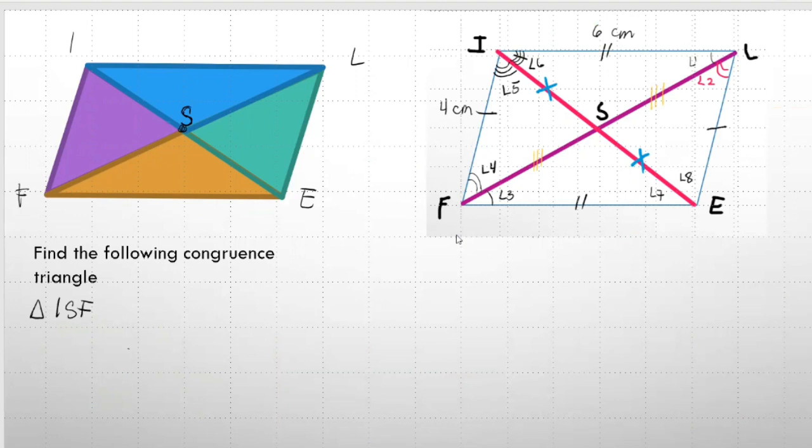kailangan makita natin yung congruence triangle niya. Okay? Since the congruence triangle niya is on the other side, which is etong green, now let's see if they are congruent. So flip natin si triangle. Then, kapag nilagay natin dito, they have the same measurement or same shape. So, rotate pa natin para makita natin that they are same shape. Okay? So, it means they are congruent.